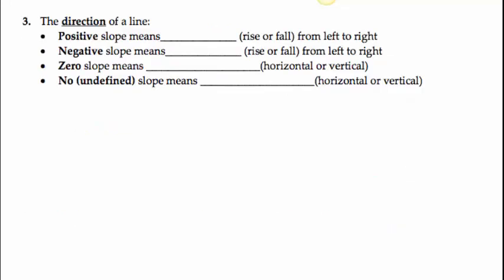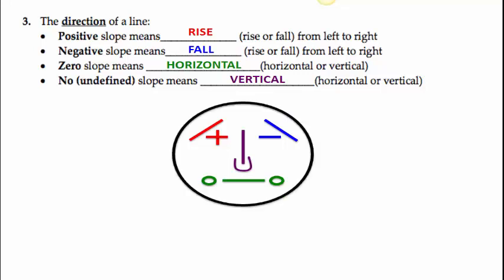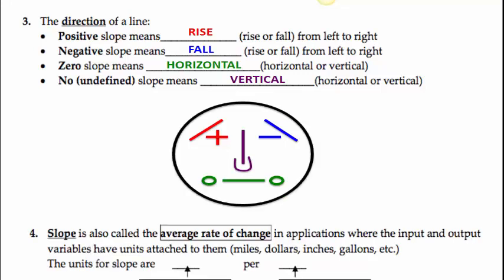And then a positive slope means that the line rises from left to right, right? Negative slope means it falls from left to right. Zero slope means it's a horizontal line. And the undefined slope means that it's a vertical line. And that was your Mr. Slope guy.